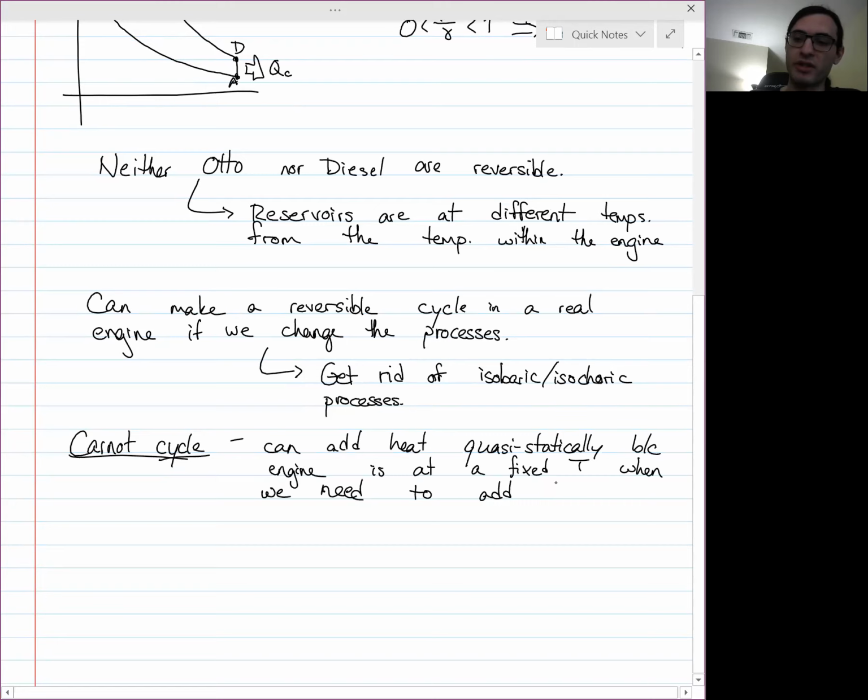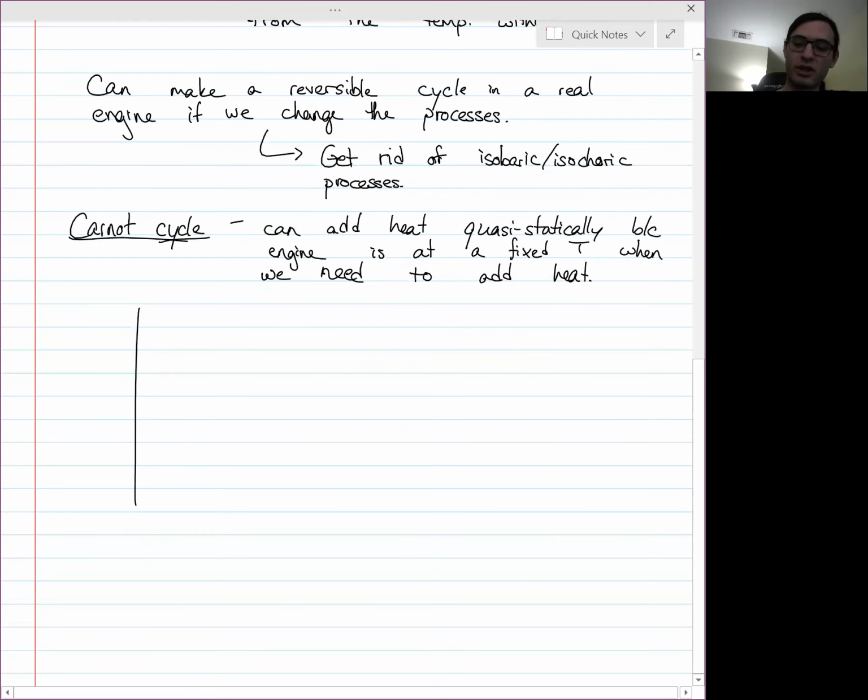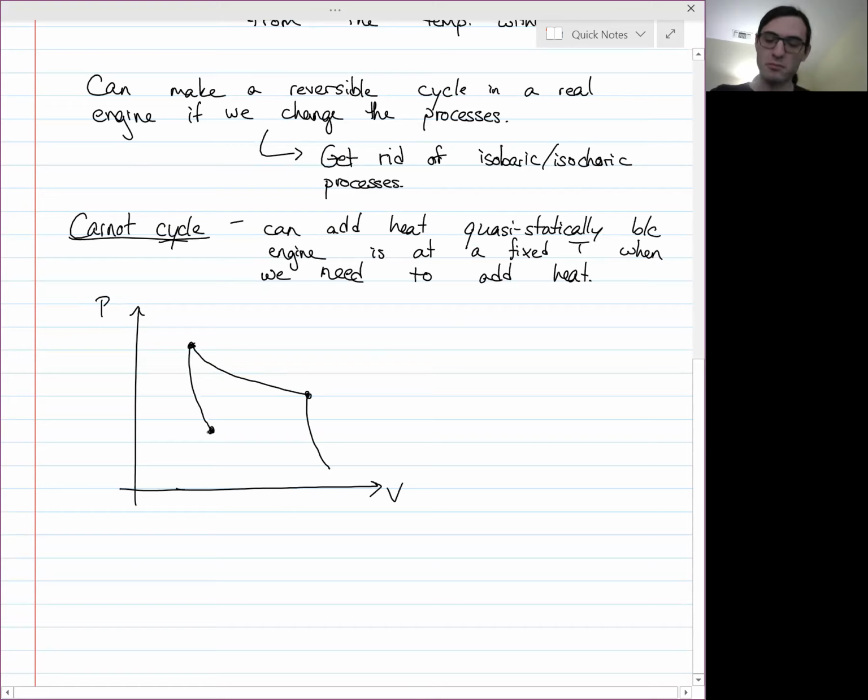So let me draw the diagram for this. The trick here is we are using a different set of processes than isobaric, isochoric, and adiabatic. We've left one out. So this is always hard to draw. So we have one like this. All right, I did my best. So we have A, B, C, and D.